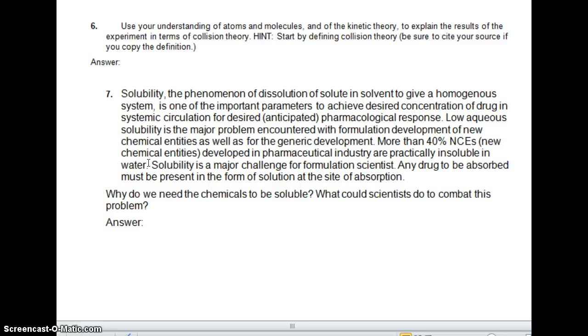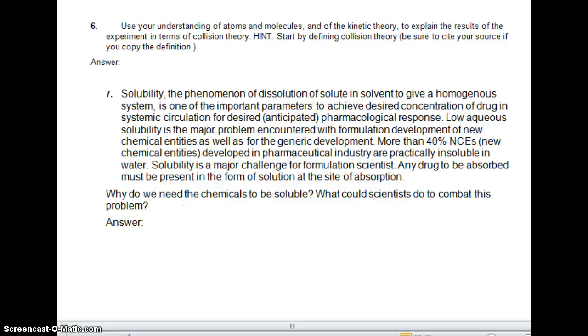Any drug to be absorbed must be present in the form of solution at the site of absorption. So why do we need chemicals to be soluble? We need them to dissolve so that they can be dissolved inside your body, so that your cells can dissolve them, and then, once they're dissolved, your cells can use them. What could scientists do to combat this problem? What could they do to help increase how much the chemical is dissolved?